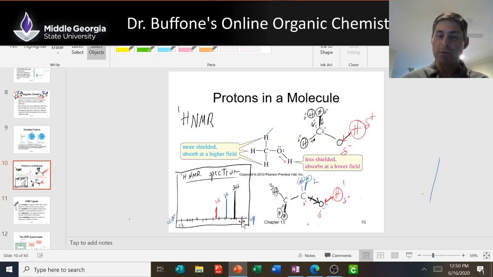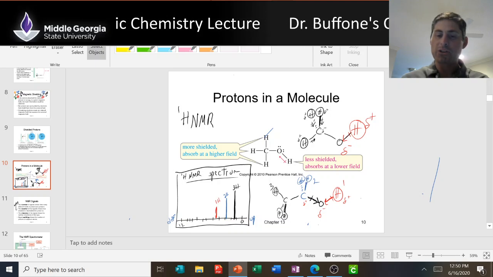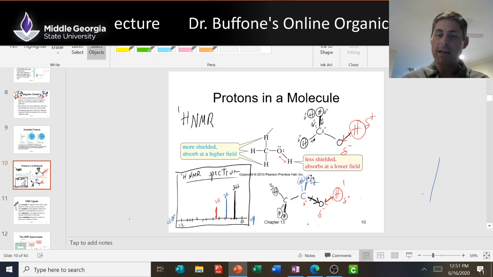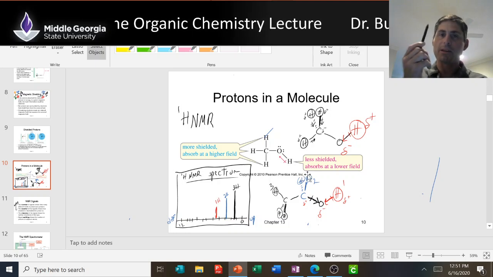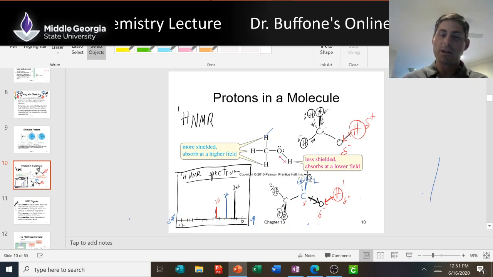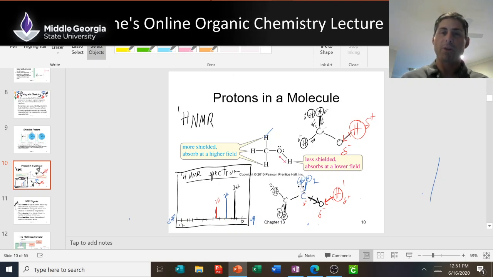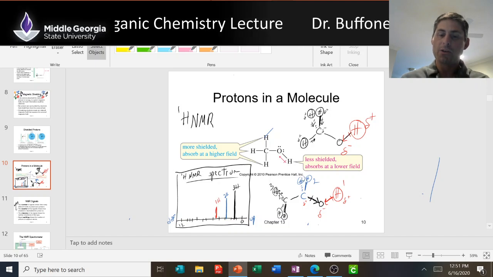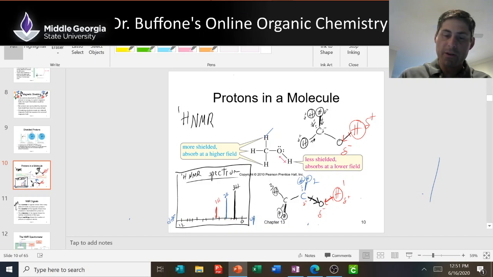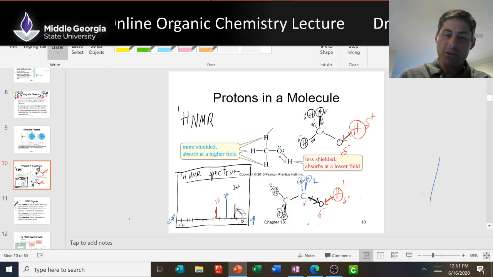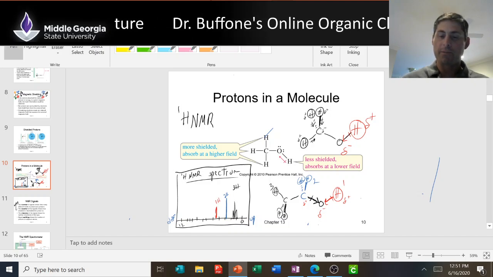If protons have neighbors, right, these protons are neighbored by these. They will be actually split by their neighbors. Why? The neighbors have a magnetic field. The magnetic field of the neighbor can either be aligned with or opposed, which will cause splitting if this proton is 1, 2, 3 bonds away from these protons. So this signal would actually be split by these 2 neighbors. So it wouldn't be a singlet, it would actually turn into a triplet. So you'd get like a zip, zip, zip type thing.